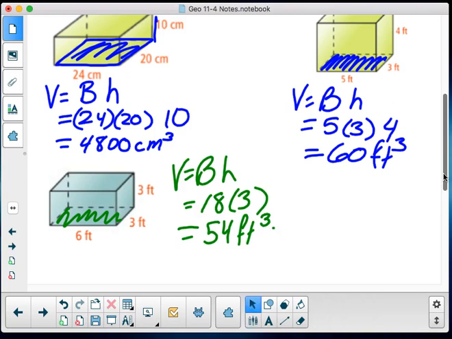Okay, that's it. 1, 2, 3. 1, identify your base. 2, find the base area. 3, multiply that by height, and you've got volume.